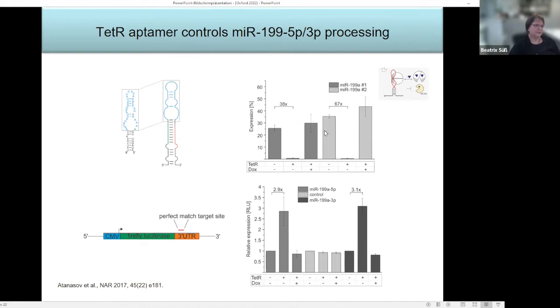And this means if microRNA is produced, it will bind here to this perfect match and shut off gene expression. And if we add TET-R, then we prevent the microRNA formation. And we can see here that we have an increase in gene expression. And again, we can revert it or switch it back if we add doxycycline. So this system really works fine, and we were quite happy.